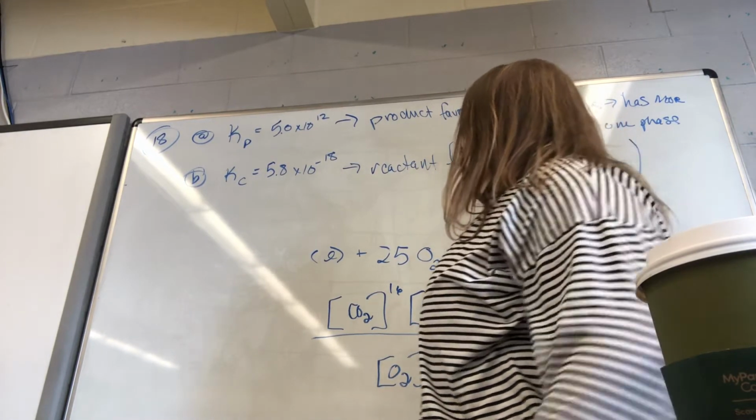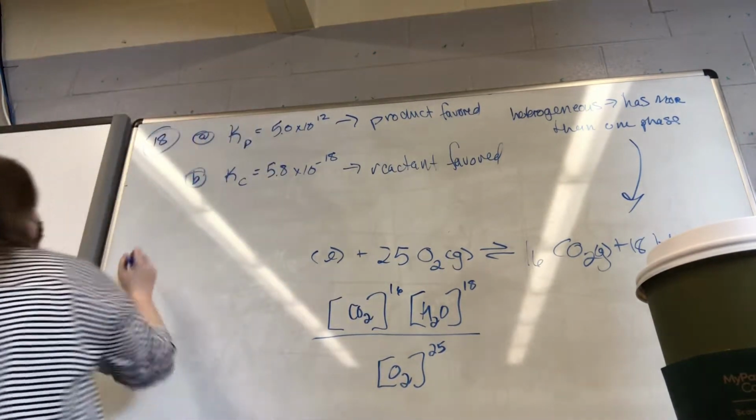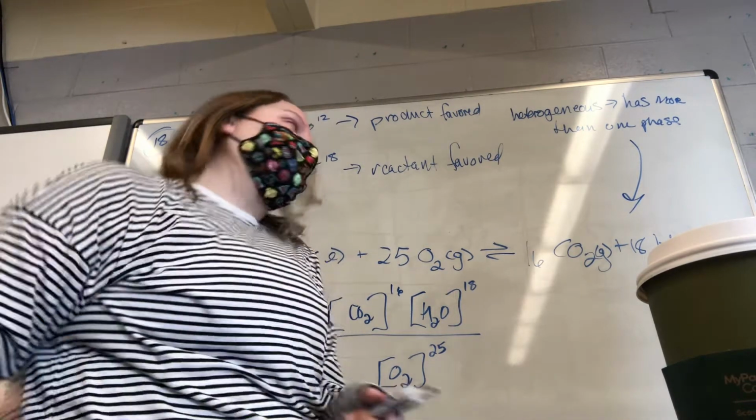Okay. The next one was 24. And we seem to do okay with A, but C tripped us up a little. And we're going to talk about it.